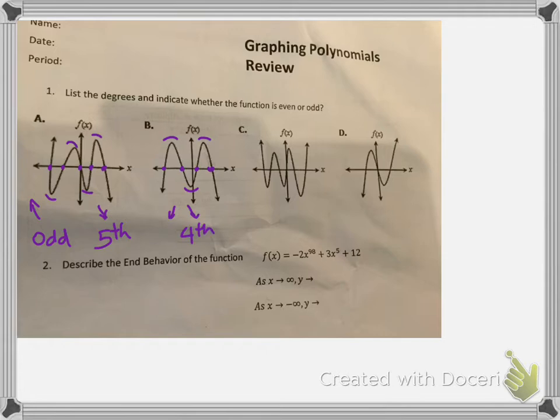This number C is going to be even again because the arms are doing the same thing. They're both going up, so that means the leading coefficient is positive. We've got 1, 2, 3, 4, 5, 6 zeros, so we think it's a 6th degree. We have 1, 2, 3, 4, 5 turns. So it's a 6th degree.